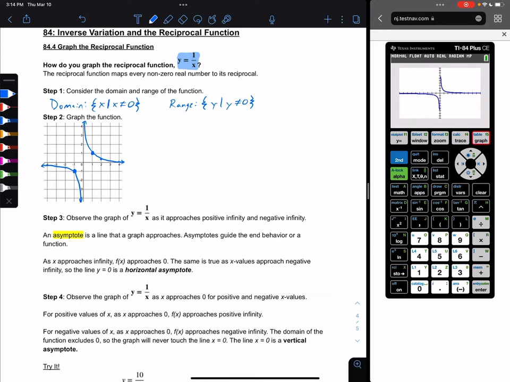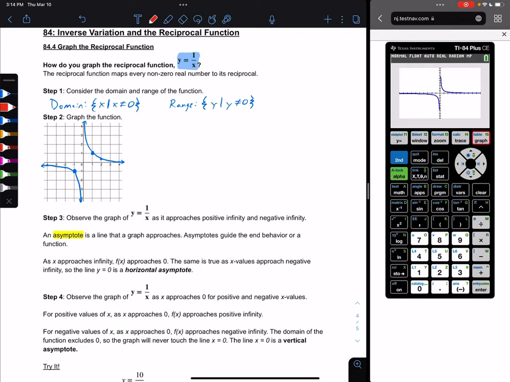Your x and y axes are never actually touched by your graph. So it's going to get really, really close to them, but they'll never make contact and it'll never cross that. That's where step 3 comes into play. We're told to observe the graph of y equals 1 over x as it approaches positive infinity and negative infinity. So that's telling us when we look this way and this way.